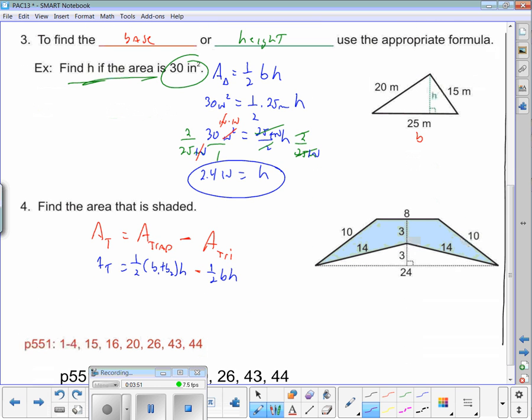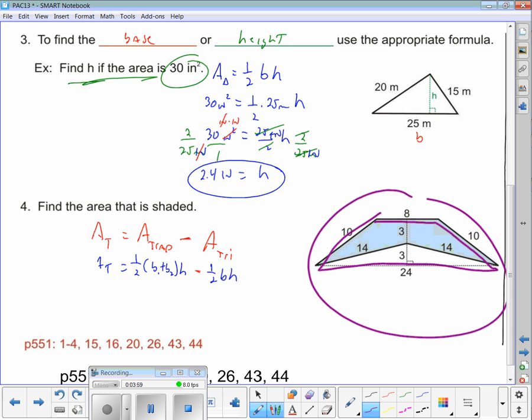This bottom problem here. So you got to look at this and say, hey, wait a minute. That's a big trapezoid minus the area of the hole of a triangle. Right? And using that procedure, we could figure out the area of that odd-looking shape.